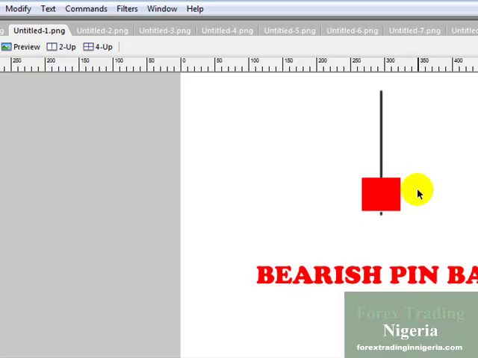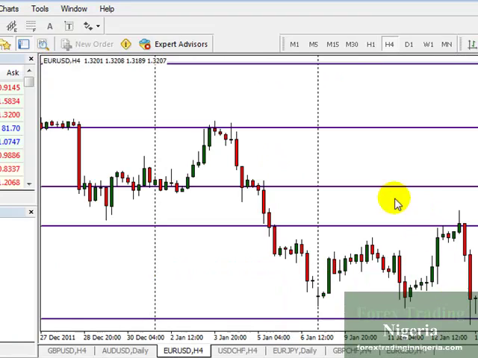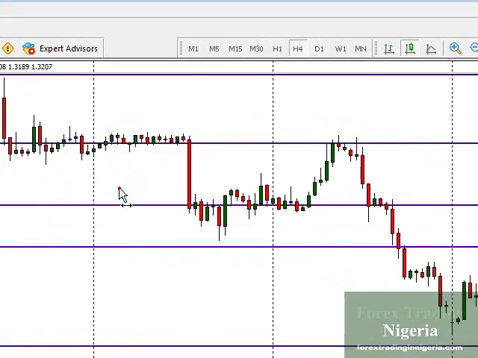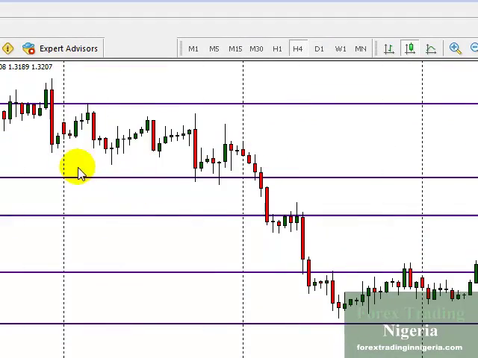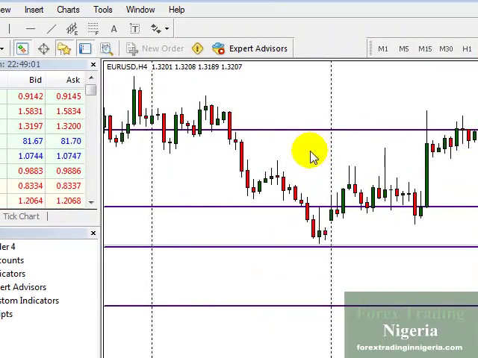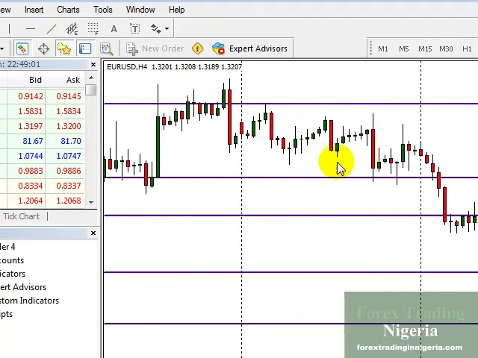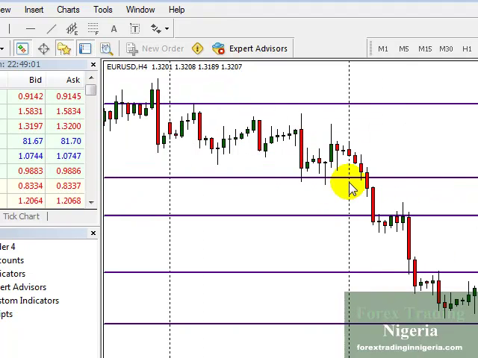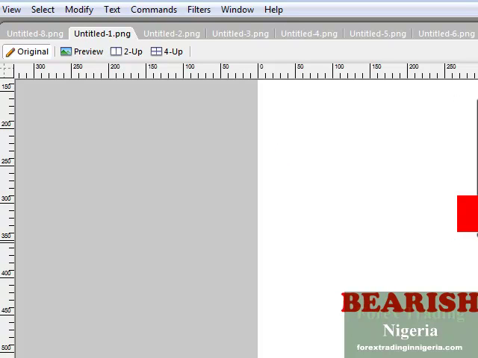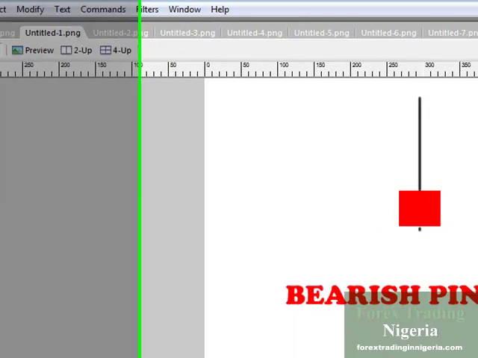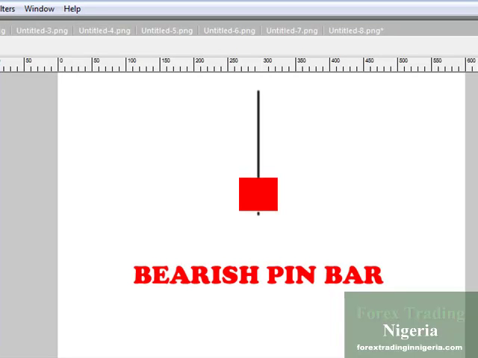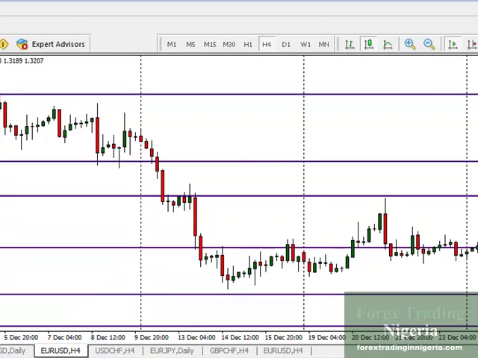You know, we said that our support can turn to resistance, while the resistance can also turn to support. So here we go. So let's look back. Now, what we are looking for here is the bearish pin bar. Look at the way it looks again. Can you see it? All right.